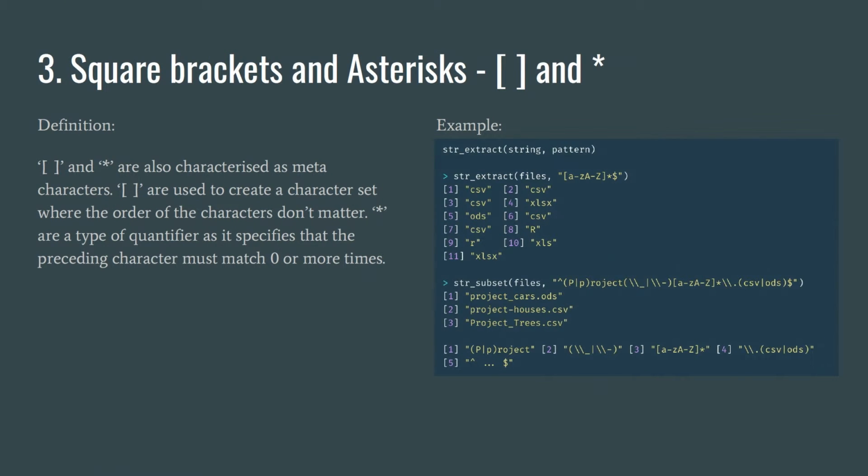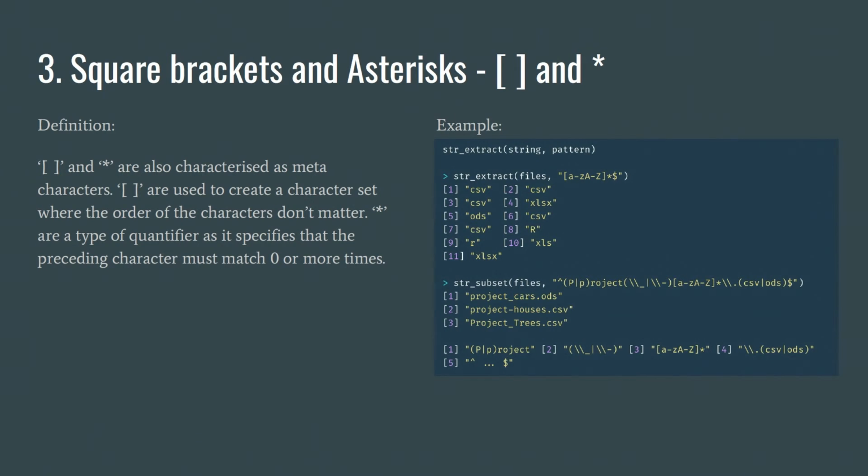Next, I would like to introduce you to square brackets and the asterisk. Square brackets are similar to parentheses, but they are used to create a character set where the order does not matter. If we are looking to find all the file types in our file database, we could write a regular expression stating that we want the lower and uppercase letters, and we put that into the square brackets, followed by the asterisk. The asterisk is a quantifier, the most greedy of all, which specifies that we don't want only one lower or uppercase letter, but any number of them.